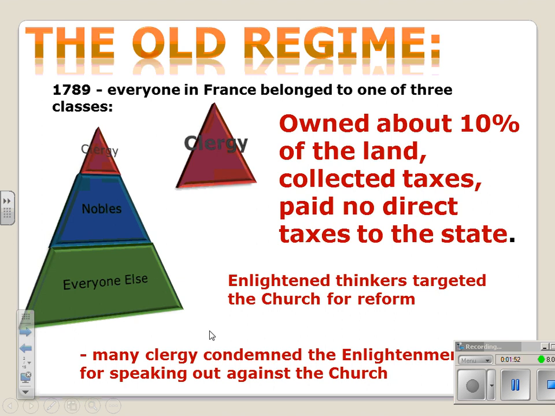As a result of this, the enlightened thinkers and philosophers begin to target the first estate. Because remember, we're still dealing in the 1700s, we're still dealing with the idea of absolutism. A lot of people in the clergy are saying that they get their authority to govern from God. And the enlightened thinkers like John Locke, Thomas Hobbes, and Montesquieu are saying that may not be the case. As a result, a lot of the clergy members are condemning the people in the third estate and the everyone else category.